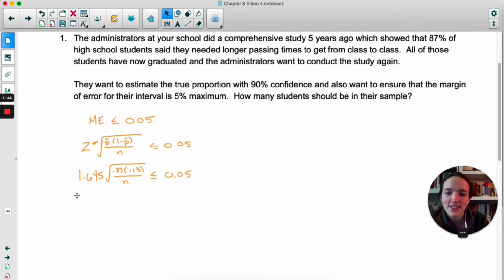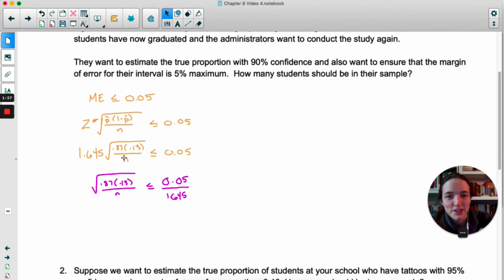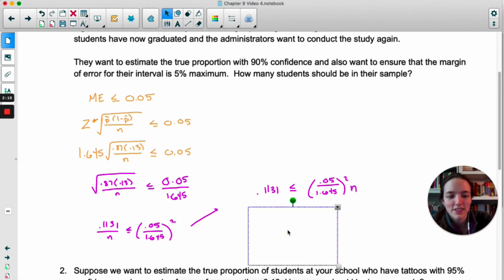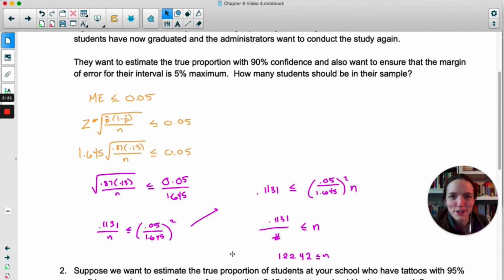So that's the setup. At this point, this stops being a statistics problem, and welcome to Algebra 1. We are going to divide both sides by 1.645. And then to get rid of the square root, we need to square both sides. Now we have the n in the bottom of the fraction, so I'm going to multiply both sides of this inequality by n. You'll notice I also just did 0.87 times 0.13 in my calculator because I was tired of rewriting it over and over. And now to get n by itself, I'm going to divide by this whole mess, which I just wrote as number because I was getting tired of writing that.